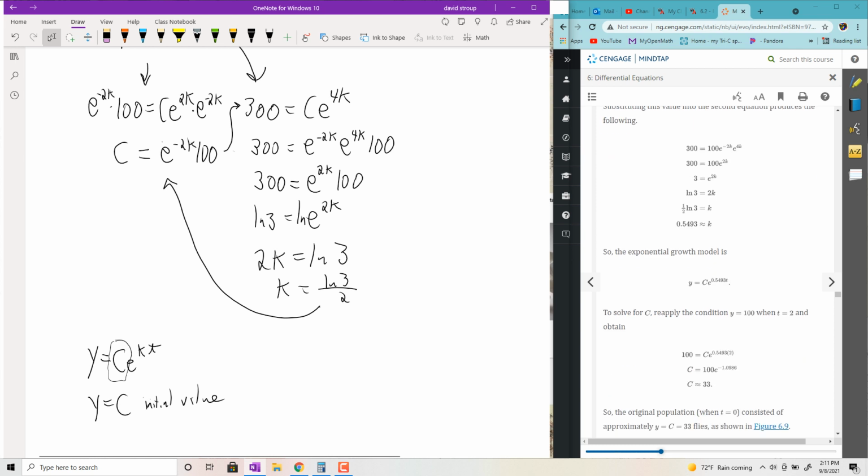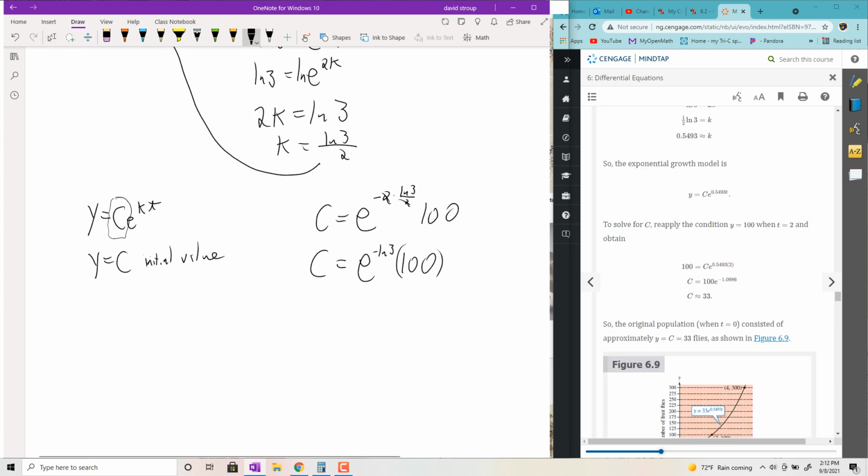I don't think that's what they do, though. What they do is kind of, let's see if we get the same answer just by plugging in that k value. So C would be e to the -2 times ln of 3 all over 2 times 100. So C equals e, the 2's cancel, and you get negative ln 3 times 100. And then you can use the power rule of logarithms to bring that negative inside that logarithm. Get 3 to the -1 times 100.